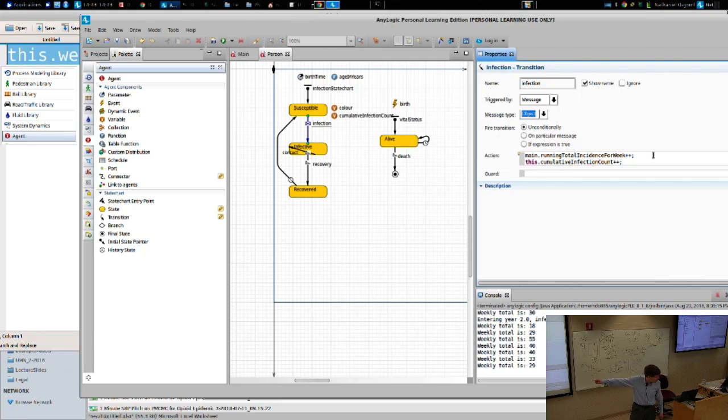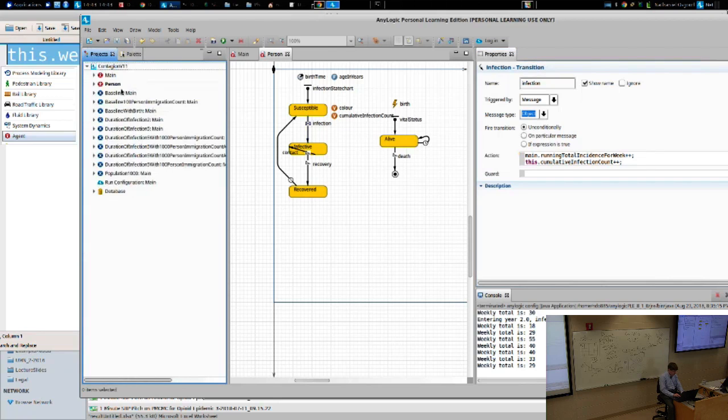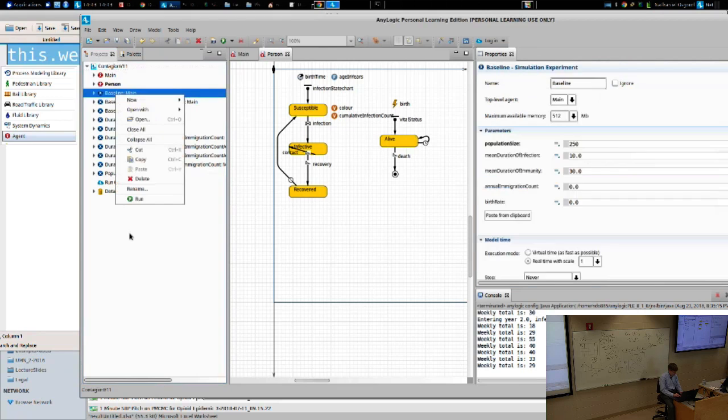Could that be greater than 1? Of course it could, because they could go back here, right? They could get infected many times. Could they not? Can. Okay. Ladies and gentlemen, I'd like you to try running this right now. Is that okay? Good. Okay, let's try running.